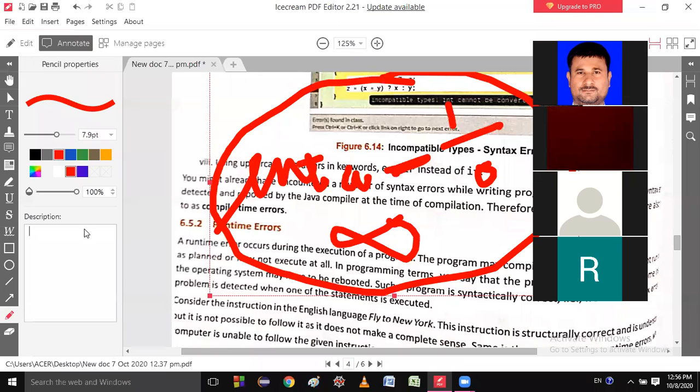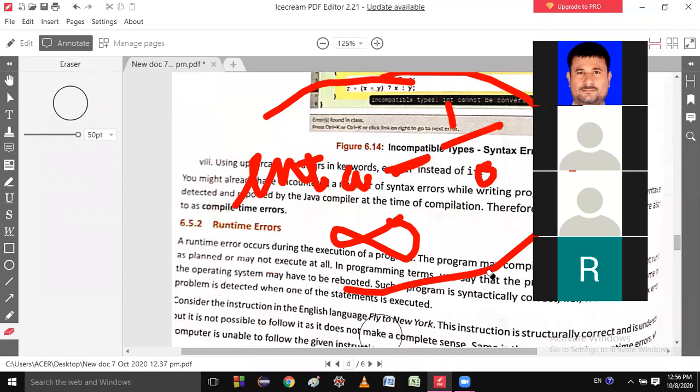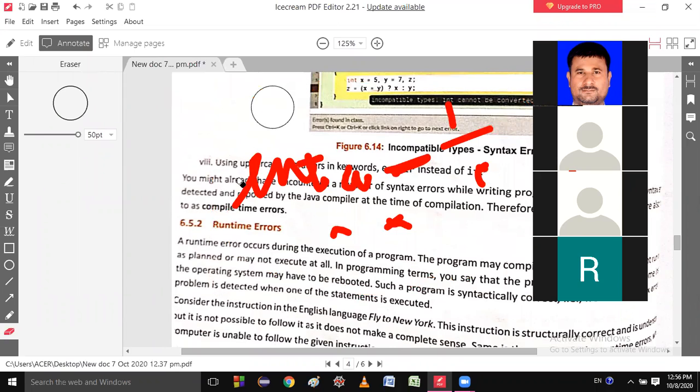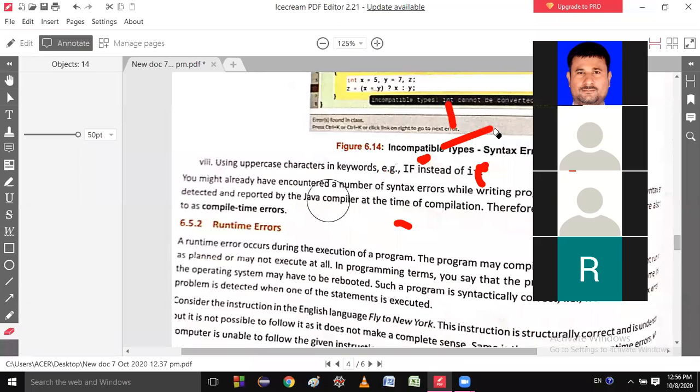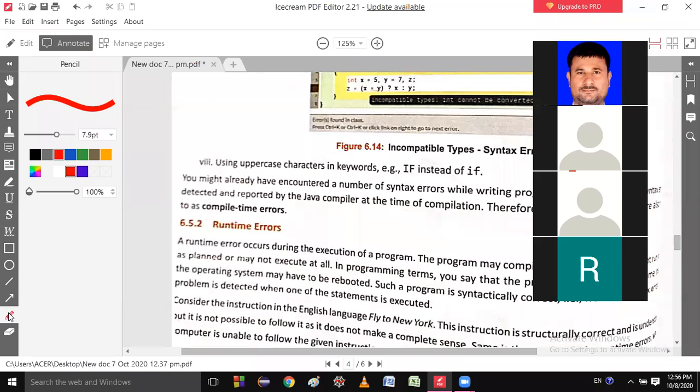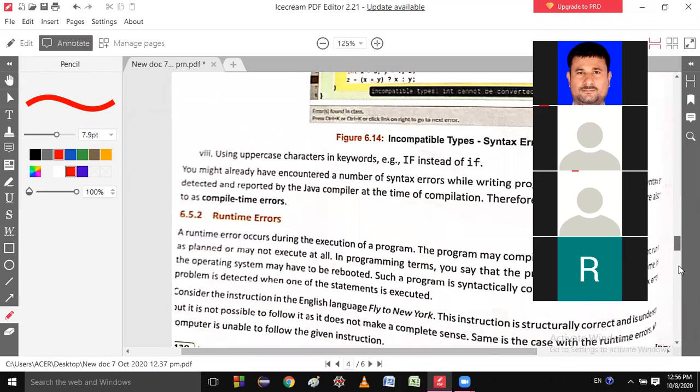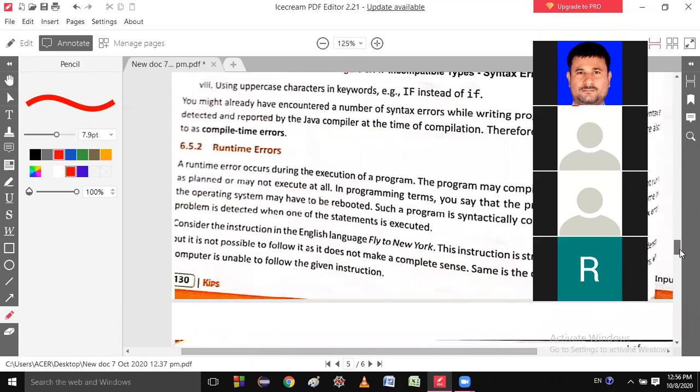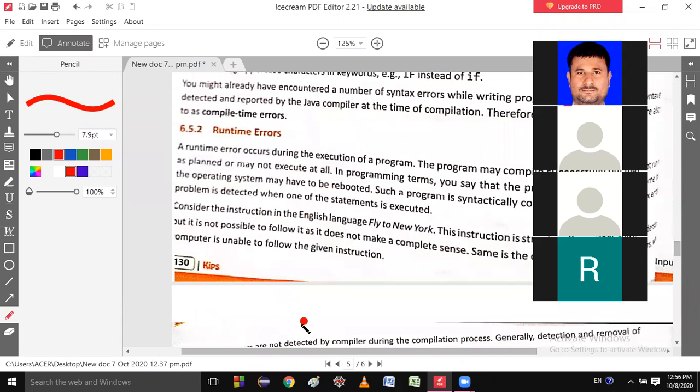Okay. So you can watch here. That means no syntax error. Everything is correct, syntax is correct. But this is creating a problem when you are going to run your program. So that's why this will come under the category of runtime errors. A runtime error occurs during the execution of a program.